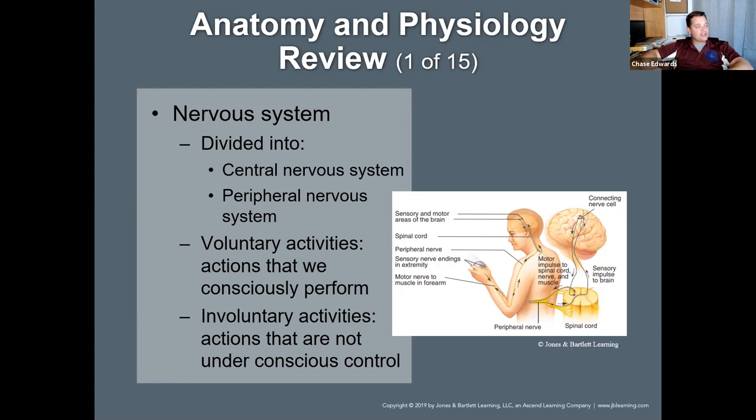All right, so anatomy and physiology review. The nervous system is divided into the central nervous system and the peripheral nervous system. The central nervous system is composed of the brain and the spinal cord, okay? And the peripheral nervous system conducts sensory and motor impulses to and from the skin, muscles, and other organs to the spinal cord. The brain is the largest component of the central nervous system. Voluntary activities are the actions that we consciously perform, whereas involuntary activities are the actions that are not under conscious control.